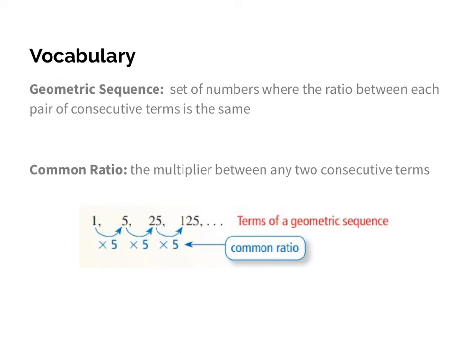All right, last section here, babies, for Chapter 6. What we're going to talk about today is what's called a geometric sequence. So a geometric sequence is just going to be an application of our exponential functions.